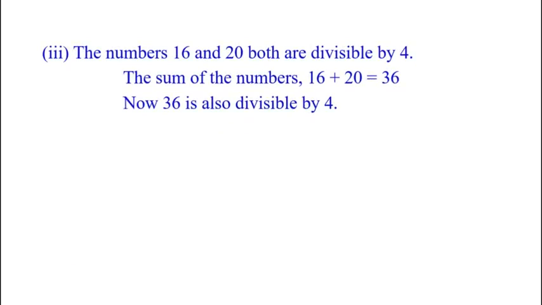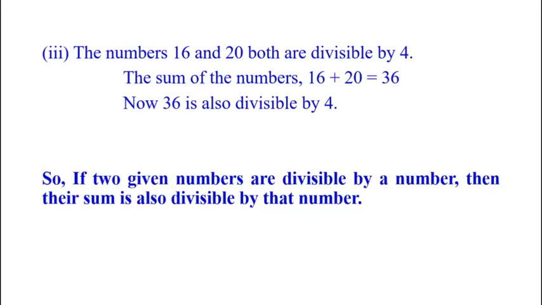Next, the numbers 16 and 20 both are divisible by 4. The sum of the numbers 16 plus 20 is equal to 36. Now 36 is also divisible by 4. So from this example we conclude that if two given numbers are divisible by a number, then their sum is also divisible by that number.